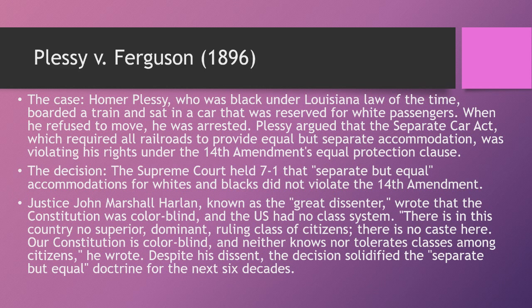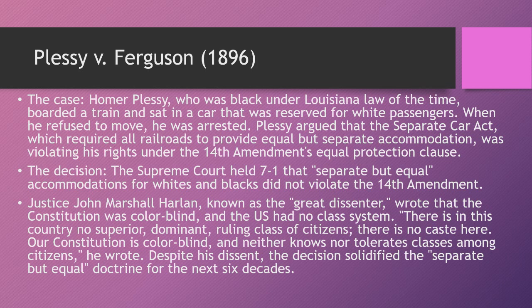So the 14th Amendment means that everybody should be treated equally. Essentially, it's about equal rights. And this court case says that separate but equal does not violate the 14th Amendment. So it means that segregation is legal. Okay, so you can have a school, for example, that is only for white children and a school that is only for black children, as long as they are both equal in quality, so to speak.